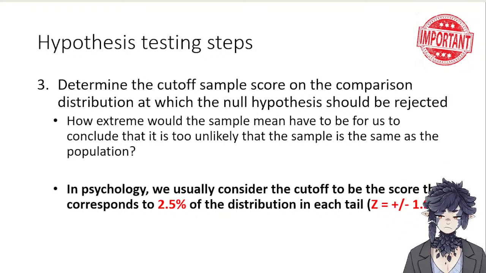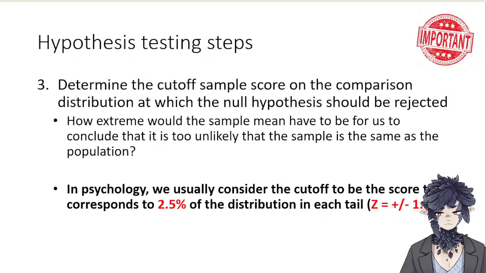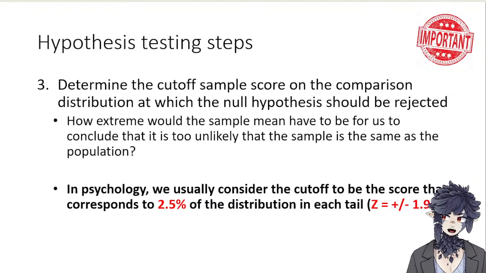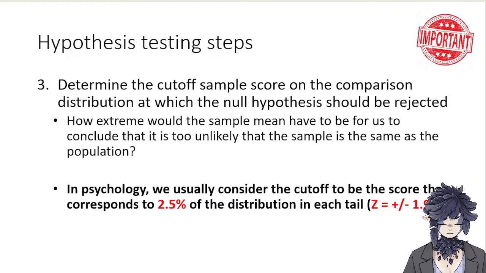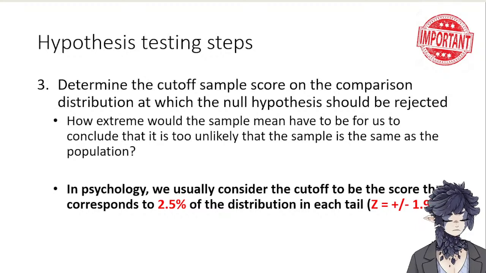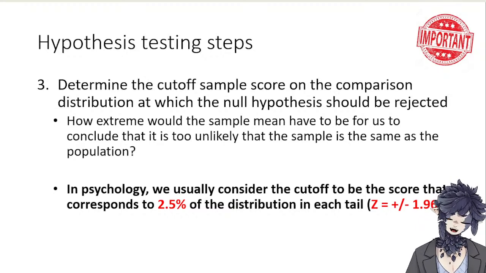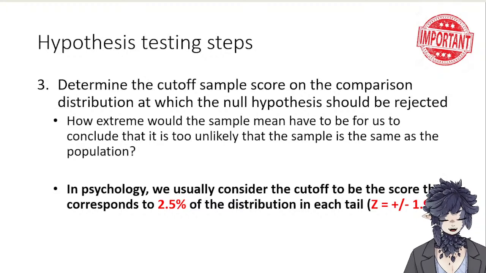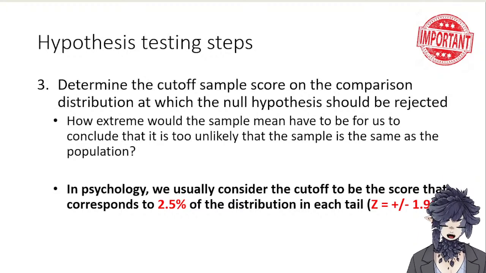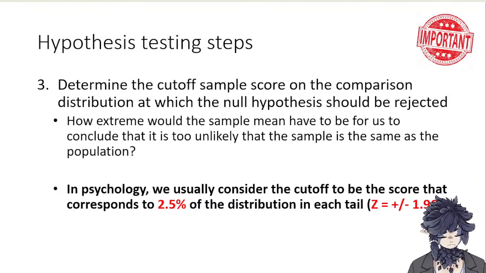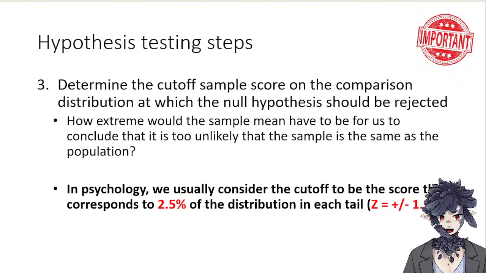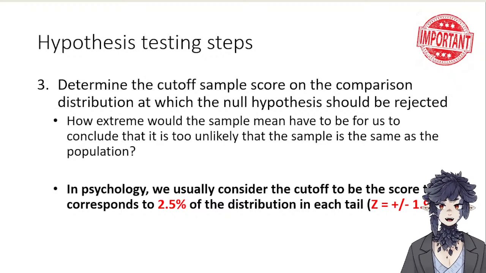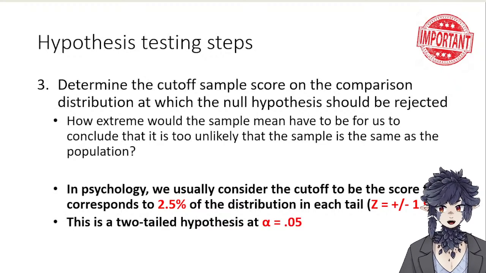And this corresponds to a z-score of about plus or minus 1.96. So if our sample mean, if shonen manga's average length, is more than 1.96 standard deviations above or below the population mean, at that point we conclude it would be very unlikely to get a sample of shonen manga that long or that short just by coincidence. It's more likely that shonen manga actually is longer.